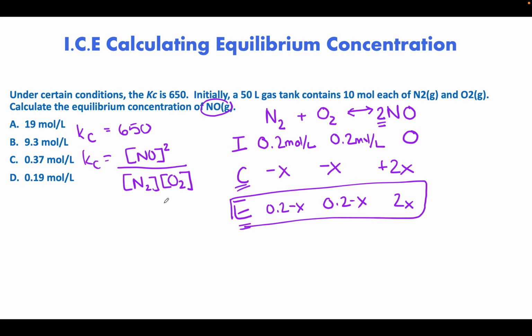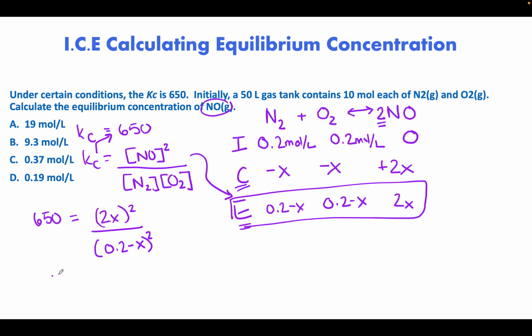So we have that. Now, all of this information we get from the E, so we can plug that in. We also know that Kc equals 650, so we can also plug that in. So I'm going to put 650 here, and that will equal 2x, and this value is squared, divided by, and this will end up being the same thing. So 0.2 minus x times 0.2 minus x. So just to simplify that, I'm going to be putting 0.2 minus x. Because it's just multiplied by itself, I'll put a squared here. So now we've set it up.